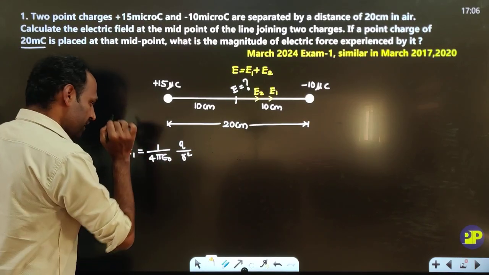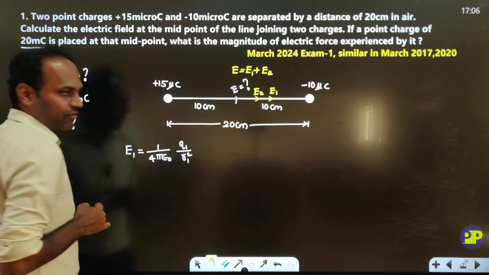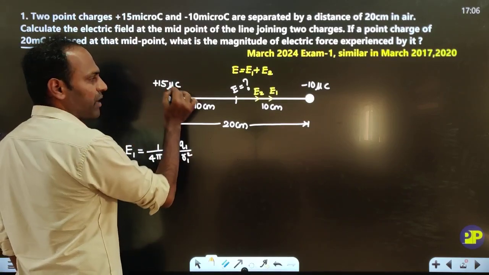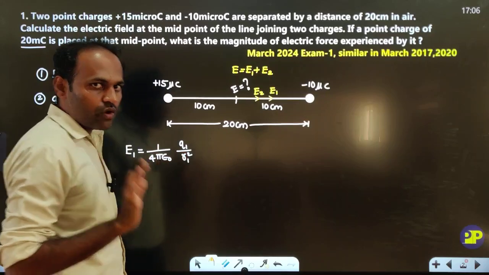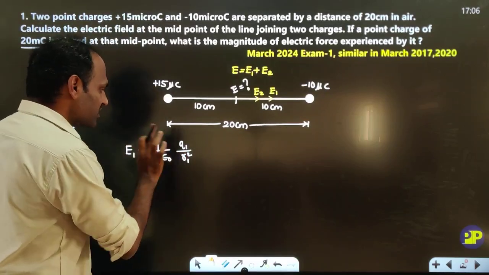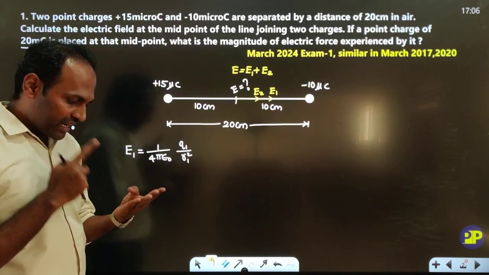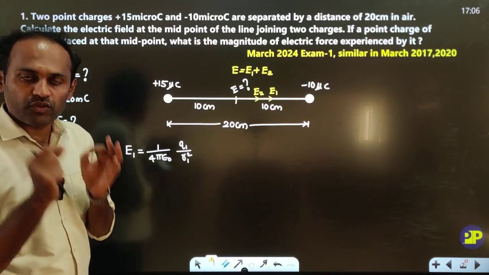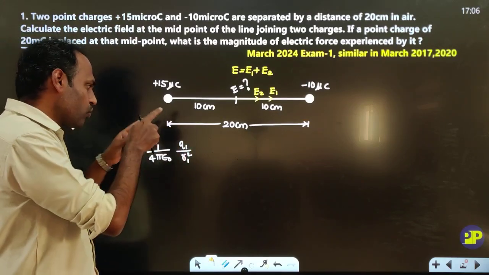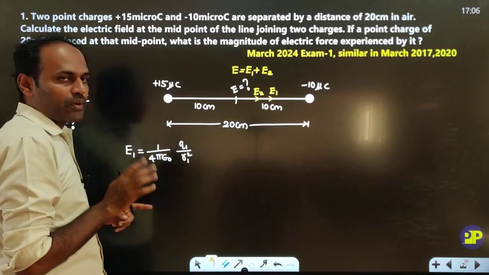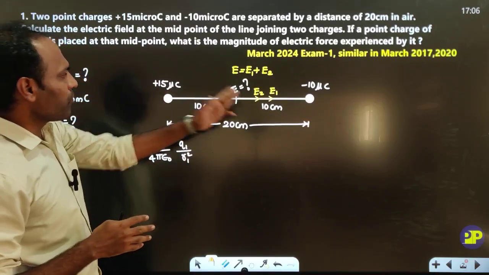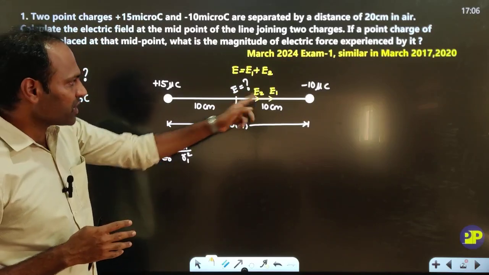Okay, if you want to calculate E1, charge Q1, distance R. So to calculate E1, how much charge you have to take? Plus 15 microcoulomb. There is no necessity of taking the polarity of the charge in this formula. In the electric force formula and in the electric field formula, never ever use the polarities of the charges. Even if it is a negative charge, even if it is -10, you should take it as 10, and even if it is +10, you should take it as 10.